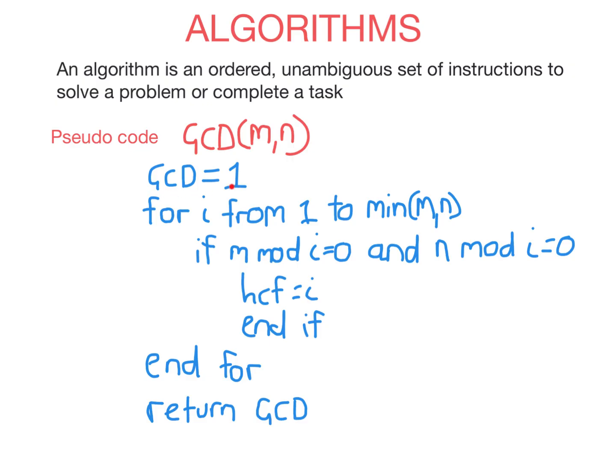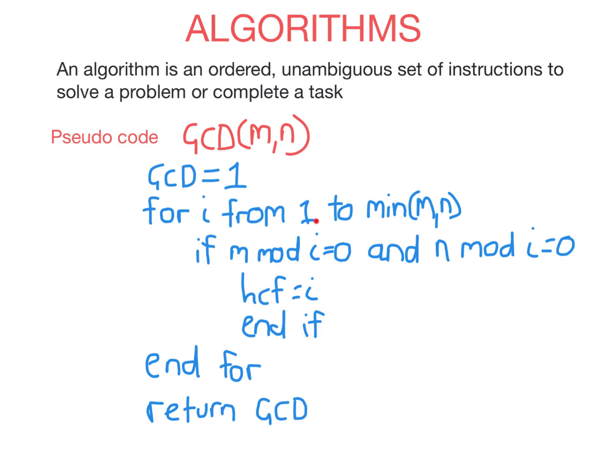We would start off assuming that the greatest common divisor is 1. Now this step here says we're going to take each natural number successively. So we're going to try 2, then try 3, and so on. If the number we try is both a factor of m and also a factor of n, it overtakes the previous number as our highest common factor.